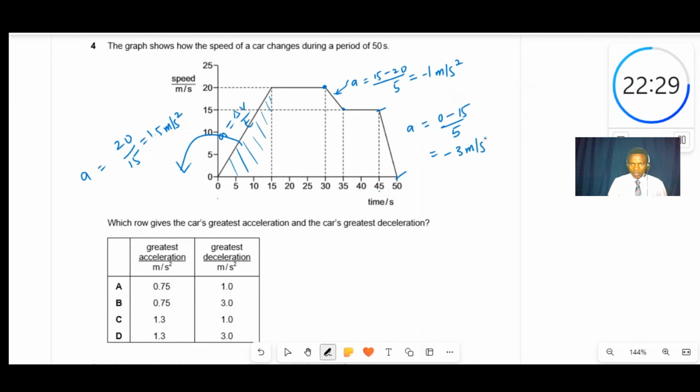So greatest acceleration and greatest deceleration. Sorry, what am I saying? Number 4. The greatest acceleration is 1.5, and then the deceleration is 3. So the answer is D, not this.